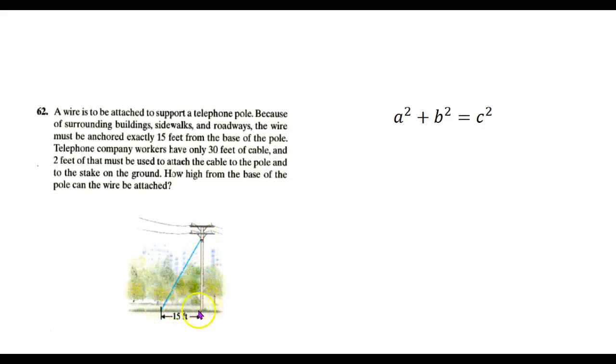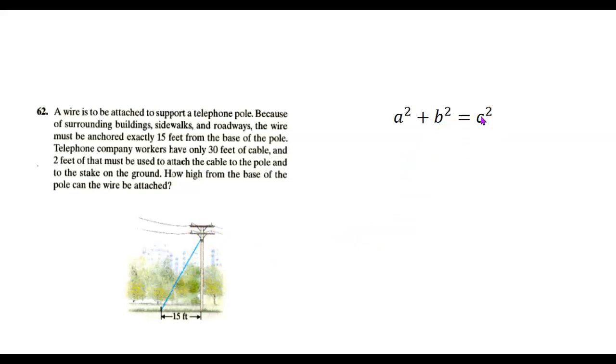We know that this should be 15 feet. And it isn't labeled in the picture, but if you look at the words, it says they have 30 feet of cable, but 2 feet of that has to be used to attach the cable to the telephone pole and to the stake on the ground. So that leaves 30 minus 2, or 28 feet for the part of the cable that connects the ground to up here on the pole. So that's the hypotenuse. That's 28 feet. Here to here is 28 feet. And since that's the hypotenuse, that has to go in for c.